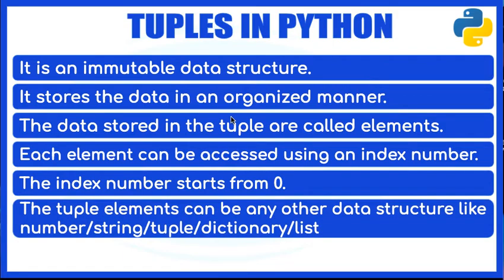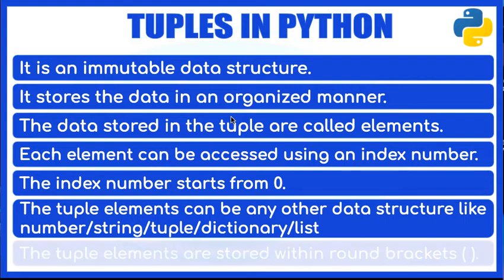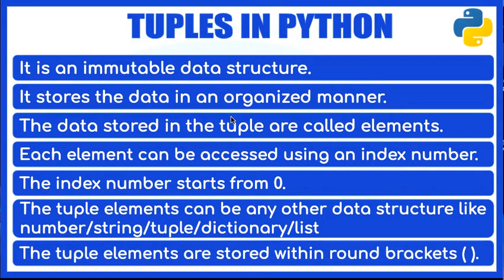But always remember that the elements inside our tuple can further contain any other thing. It can contain a number. We can have a tuple which can further contain a list. We can have a tuple which can contain a series of numbers. So again, a tuple is not homogeneous. It is a heterogeneous data structure which can contain data of different types. And the most important thing, a tuple element is supposed to be stored within round brackets.